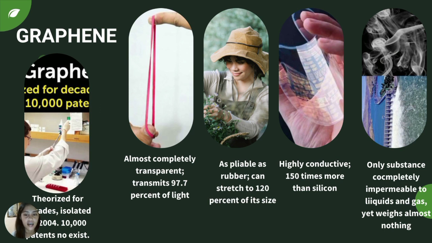And then it is the only substance that is completely impermeable to liquids and gas, yet it weighs almost nothing. And lastly, it was theorized and then isolated, and it was found that 10,000 patents exist. It is very useful. This graphene is very useful.